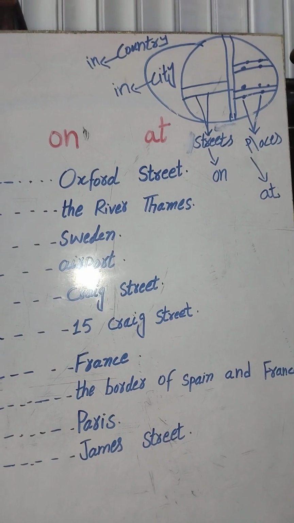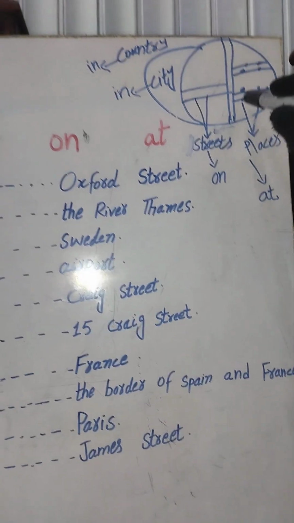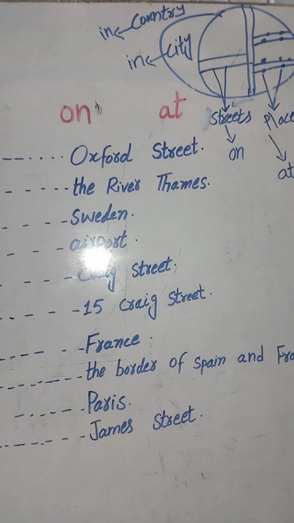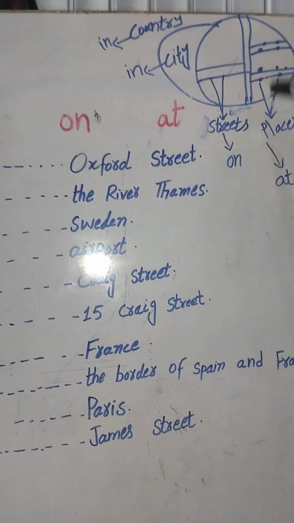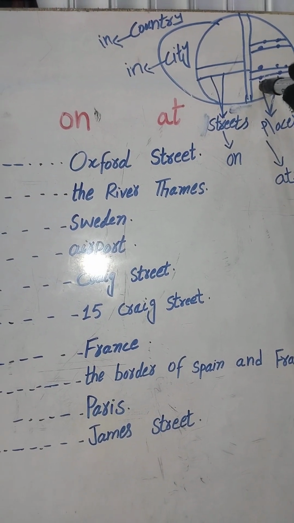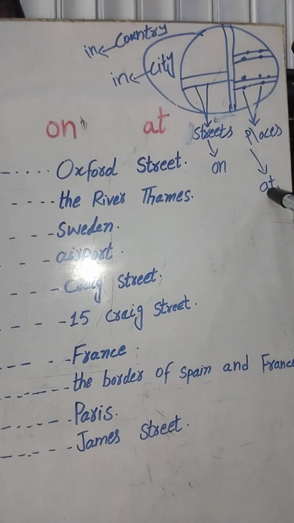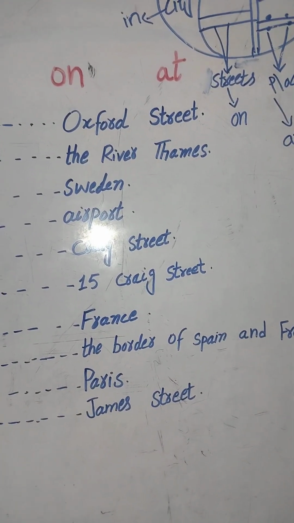And then on these streets we find buildings and places like this. So for specific buildings and places, we use at. And so let's have a recap.